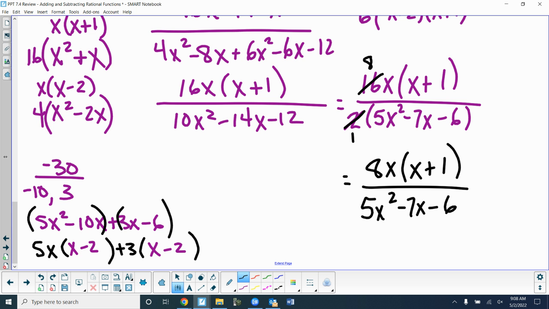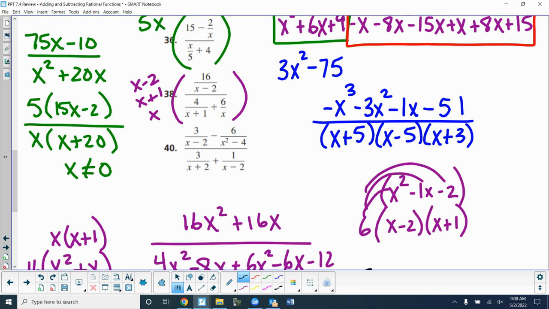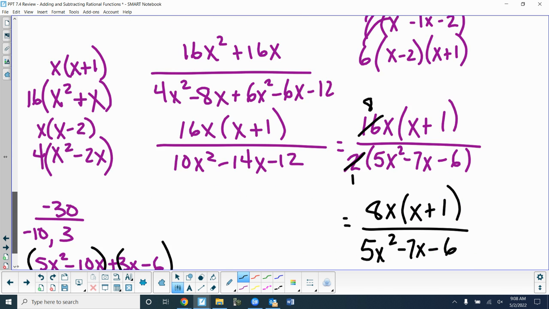Okay? Looking at the original problem, what's x not allowed to be here? 2, negative 1, or 0, right? 2, negative 1, or 0.